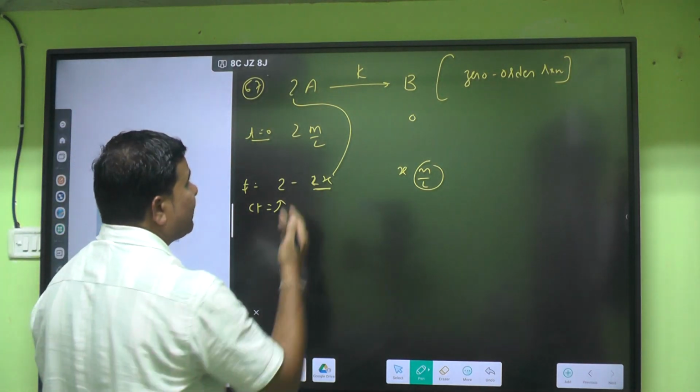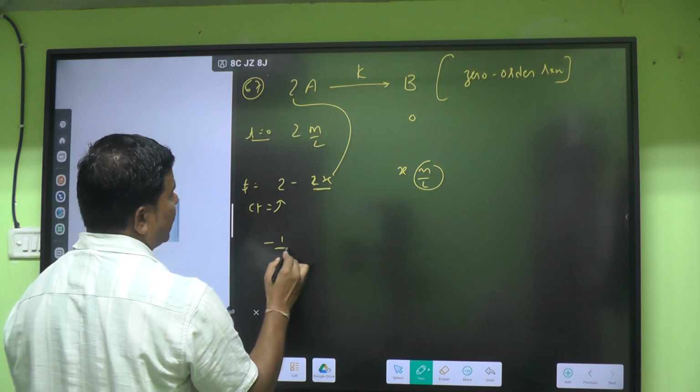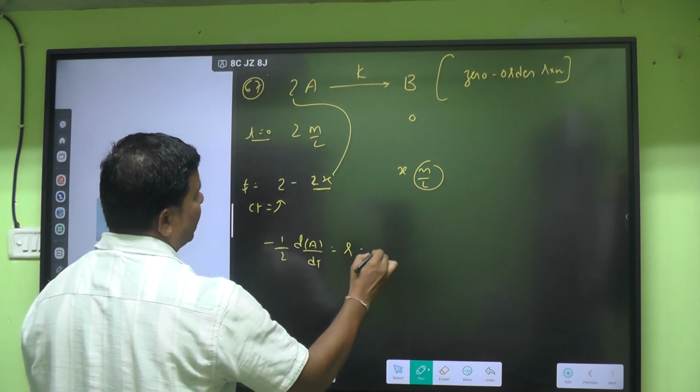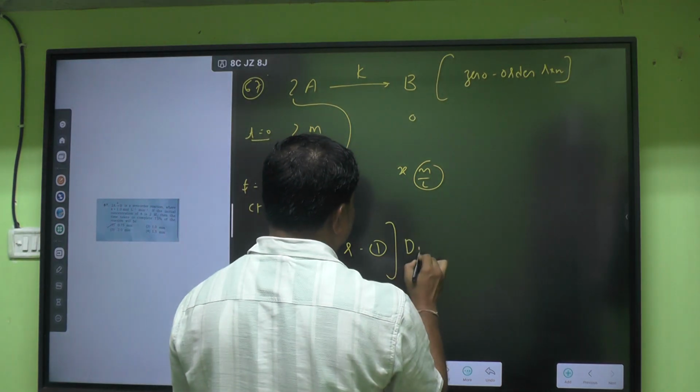Everyone knows the derivation for a zero order reaction. According to the differential rate law, how do we write the equation? Minus 1 by 2 dA by dt is equal to r here. Understood? According to the differential rate law. Do you know the differential rate law?